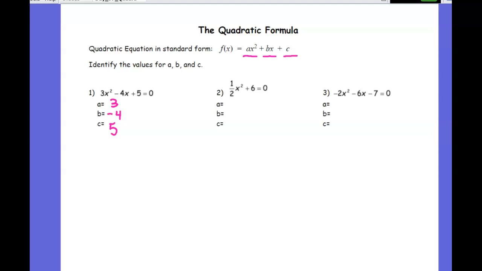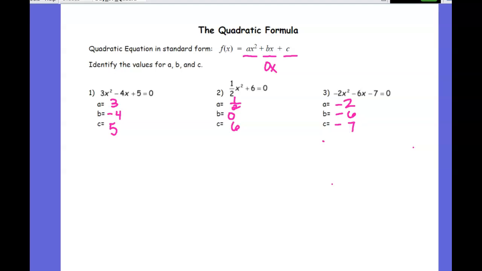With example number 2, your a is 1/2, but in this example, your b is 0 because there's no middle term, there's no x term. So the bx would really be like a 0x, and then your c is 6. And in example 3, your a is -2, your b is -6, and your c is -7.